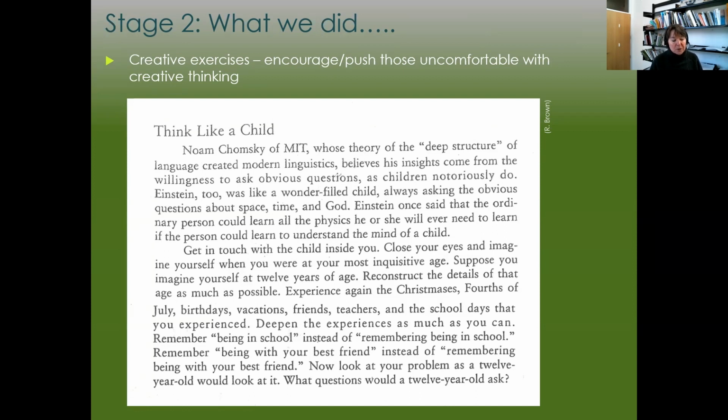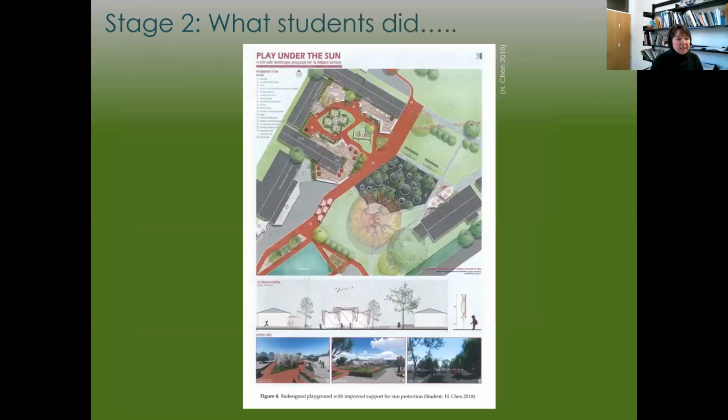They worked in groups. I often brought in baskets of weird doodads and springs and all sorts of strange things for them to play with and come up with new ideas. So we did that. And this is the end result for one student.